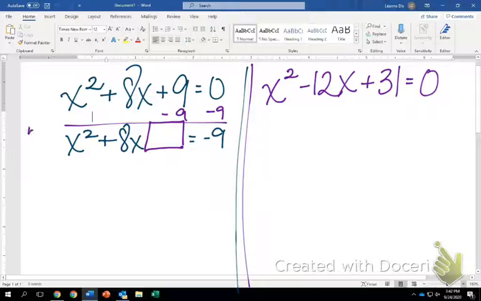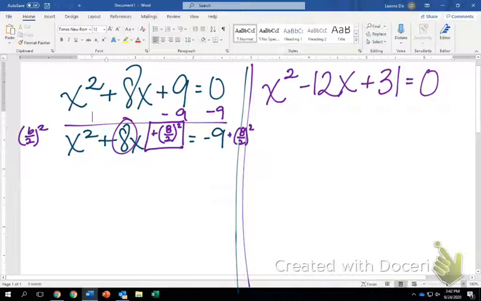The formula that I taught you guys is going to be b over 2 squared. All right, so I'm going to plug that in. My b value, again, comes from my 8 right here, and so it should say adding 8 divided by 2 squared. And what you do to one side, you do to the other.